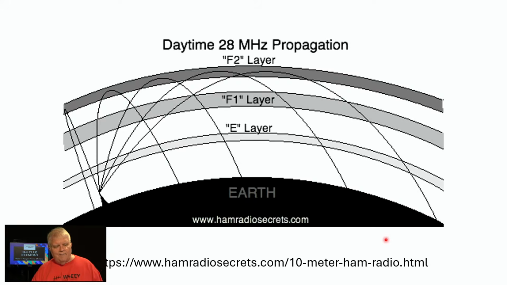And here's a depiction of that with the propagation in 28 megahertz, which is 10 meters, signals going up to the highest layer, the F2 layer, and then being refracted back down. And because of that, notice the distance at which the signal travels. That's what we like. We like to go far.